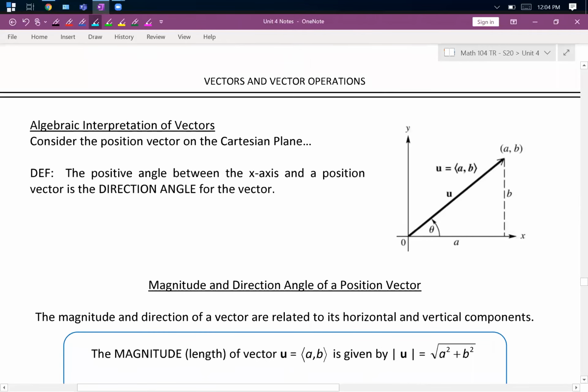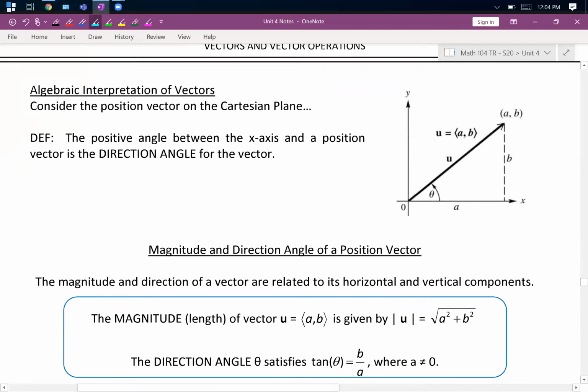Let's talk about the algebraic interpretation of vectors. Let's consider the position vector on the Cartesian plane. So position vector means the initial point is at the origin. The positive angle between the x-axis and a position vector is called the direction angle for our vector. So here's our position vector here, and the angle that's made between the x-axis and that position vector is our direction angle.